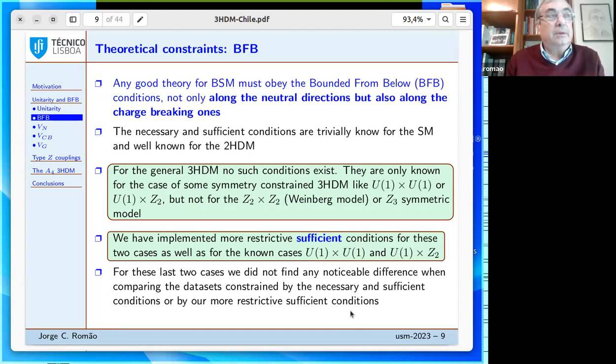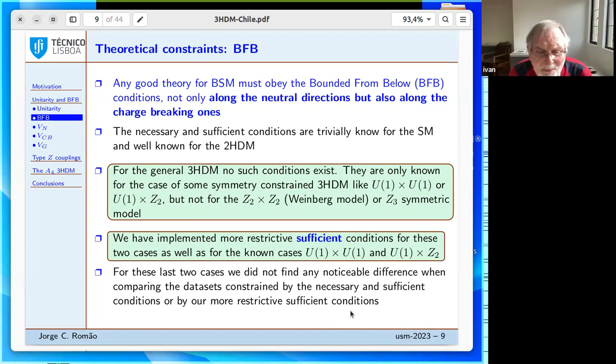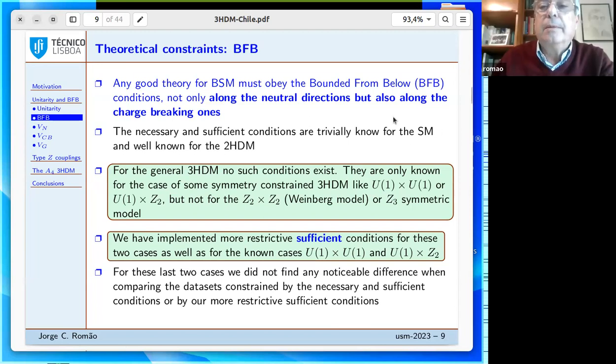Excuse me, I have a question. Yeah. When you're talking about bounded from below, you're talking about the scalar potential? I mean, yeah, the scalar potential, yes.